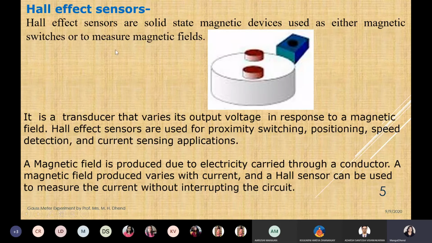Use either magnetic switches or measure magnetic fields. So this is a diagram of a sensor. It is just a transducer, so it will vary output voltage in response to a magnetic field, because if the flux density is varied, the voltage created across this will also vary. And Hall effect sensors are used as proximity switches, because if you go near the magnetic flux density, the magnetic field, then your induced voltage will be measured.